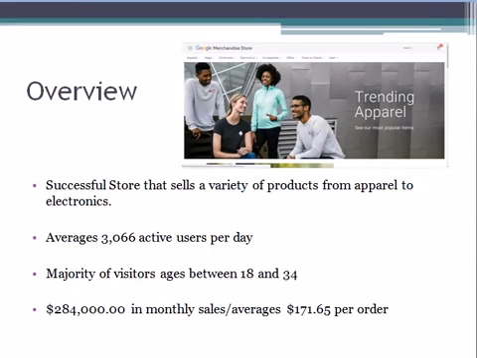It averages 3,066 active members per day, and the majority of the visitors are between the ages of 18 and 34. Monthly sales is about $284,000, and the average per order is $171.65.